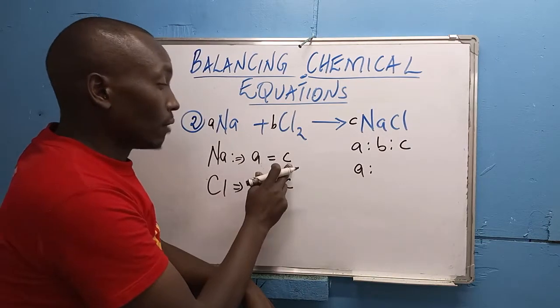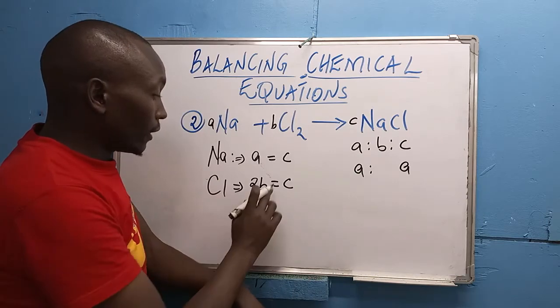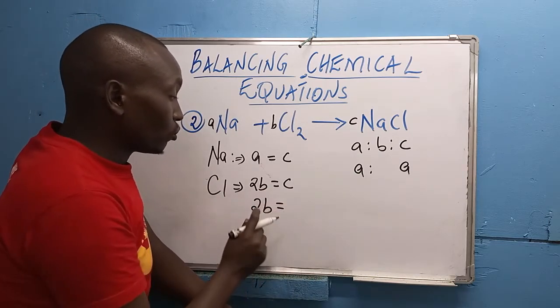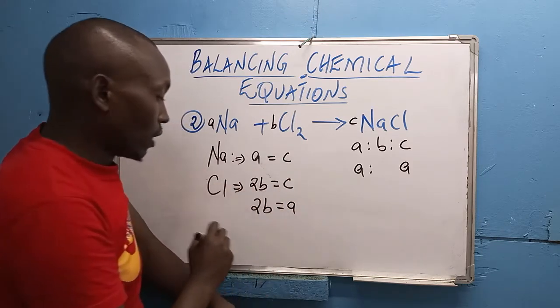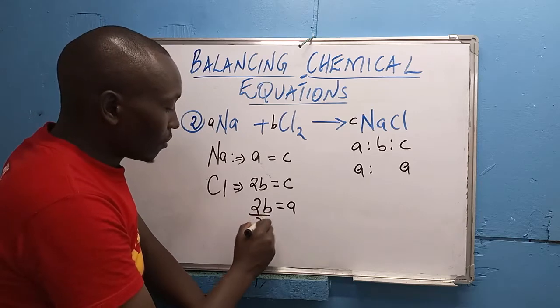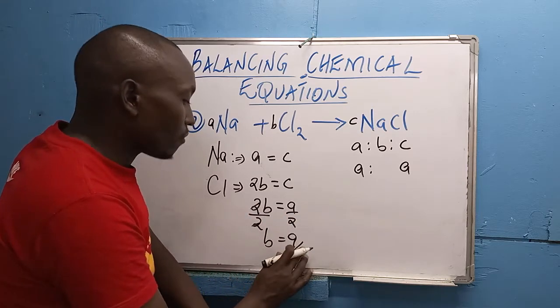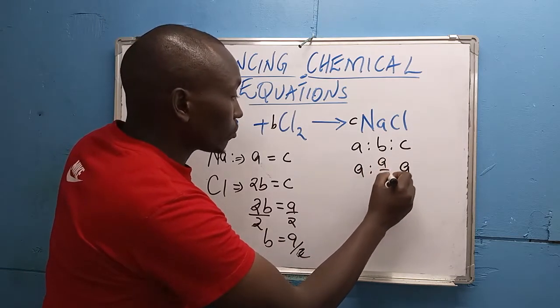A is the same as C. So it is the same. It is A. And then I can use equation 2 here such that 2B equals C. And remember, C is the same as A, equals A. So with that, I can divide by 2, divide by 2. And that means B is a half of A. So it is A over 2.